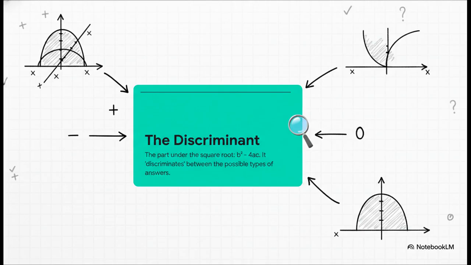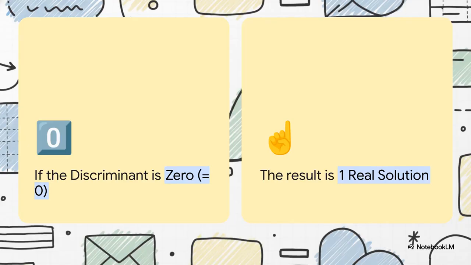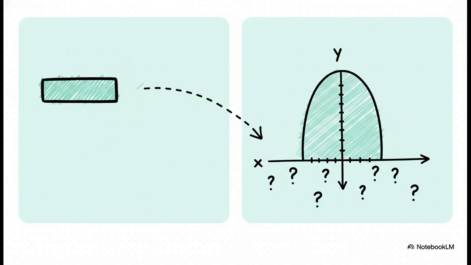hit the x-axis. So if that discriminant turns out to be a positive number, it's simple. You're going to get 2 different real solutions. That means your parabola crosses the x-axis in 2 separate places. What if it's exactly 0? Well, then you only get one real solution. Picture this. The very tip of your parabola, the vertex, comes down and just kisses the x-axis at one single point. That's it.